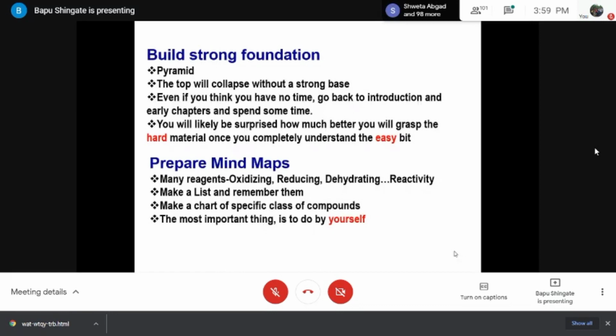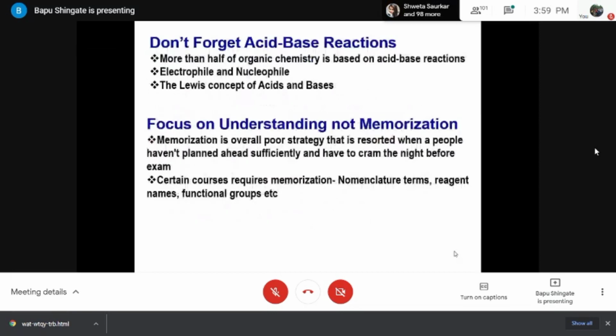Okay, now we are switching towards some other aspects of chemistry. Don't forget acid-base reactions.